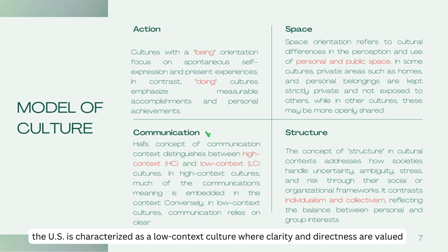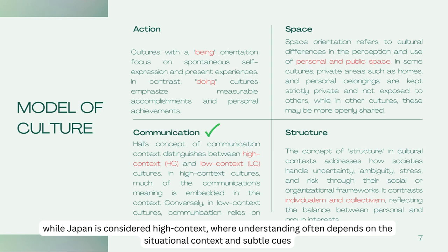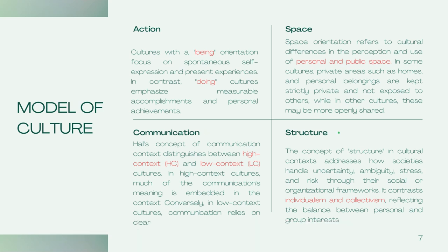For example, the US is characterized as a low context culture where clarity and directness are valued, while Japan is considered high context where understanding often depends on the situational context and subtle cues. The last is structure, individualism and collectivism. In individualistic cultures, personal goals and independence are prioritized over group conformity. Conversely, collectivist cultures prioritize the group's needs over individual desires.